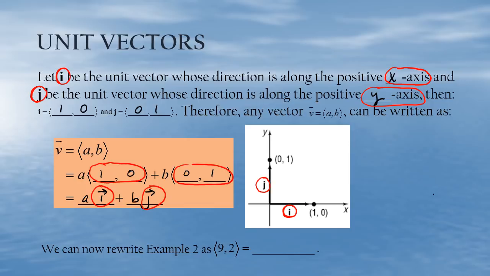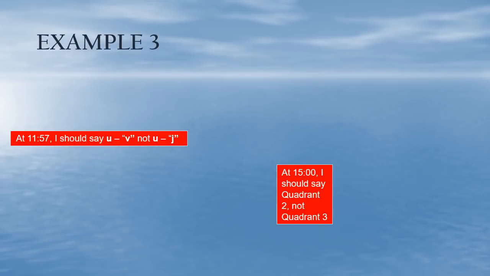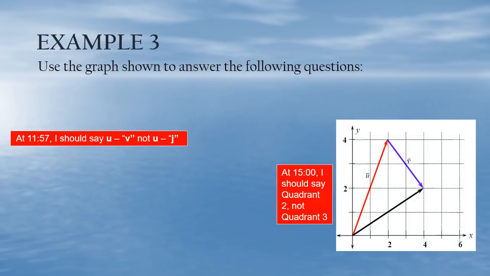So we could now rewrite example 2. Instead of writing component form (9, 2), we would say that this is equal to 9 horizontal unit vectors and 2 vertical unit vectors. So let's look at an example. We're going to use the graph shown to answer the following questions.